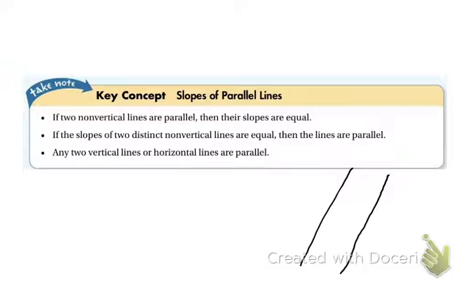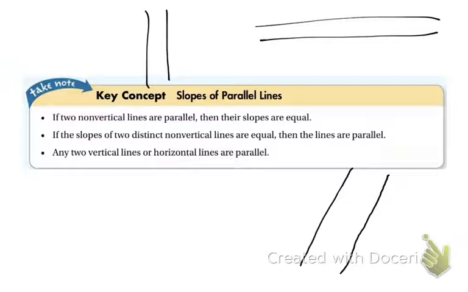So we can go both ways. We can say if two lines are parallel, then their slopes are equal. And if the slopes of two lines are equal, then they're parallel. And also vertical lines, two vertical lines are parallel and two horizontal lines will always be parallel.